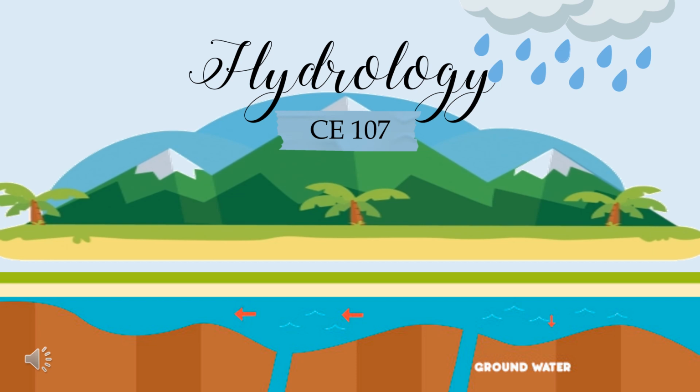Your subject for today is hydrology. I am your instructor, Engineer Alay, and today I present to you the definition of hydrology. At the end of this topic, you, the students, should be able to understand and define hydrology, discuss the scope of hydrology, discuss the history of hydrology, enumerate and explain the different divisions and branches of hydrology and its related fields.